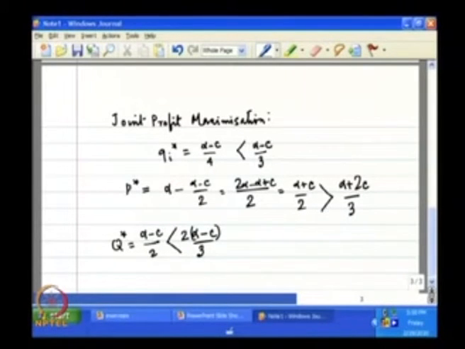So, total output in the market that they are supplying is less. If the total output they are supplying in the market is less, price is going to be higher. That is why I know, without doing the calculations, that (alpha plus C) divided by 2 is going to be higher than (alpha plus 2C) divided by 3. I can confirm it also. For this to happen, I must have 3 alpha plus 3C greater than 2 alpha plus 4C, which means alpha is greater than C, and which is true.